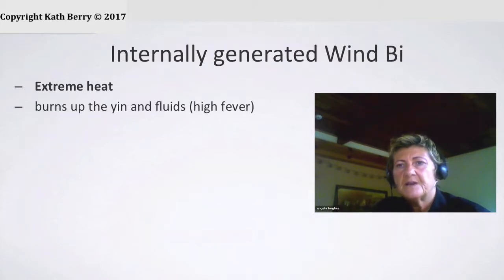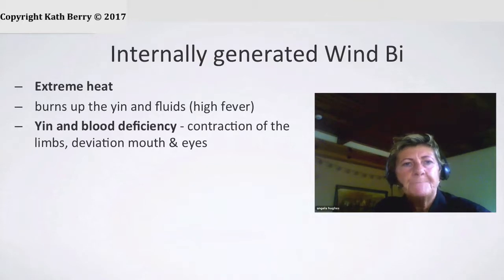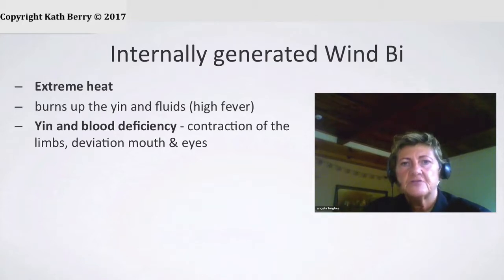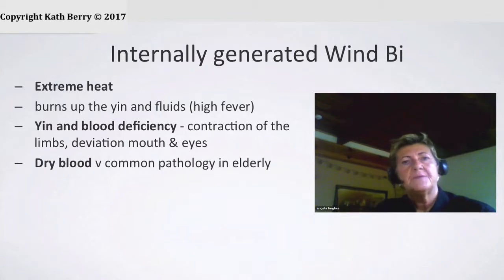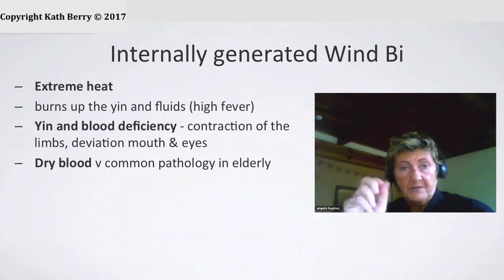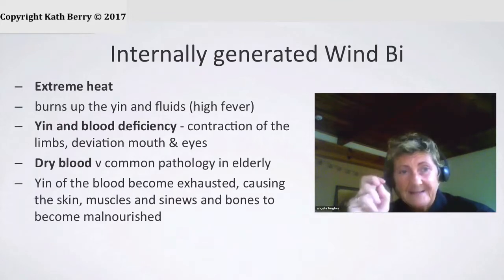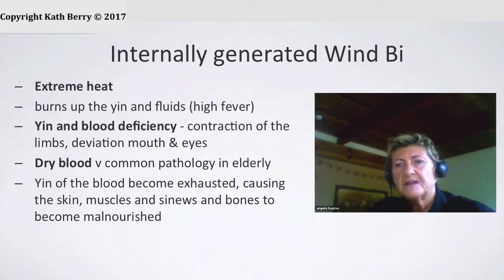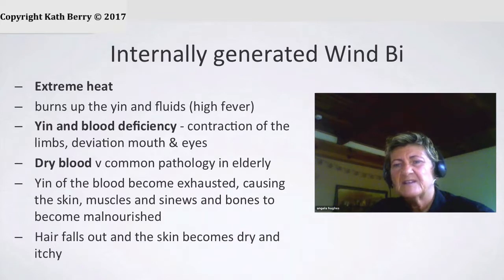And this could come from a high fever. Yin and blood deficiency obviously can cause internal wind, causing a contraction of the limbs. And also the drying of the blood that happens in the elderly. This is really common, you see it in a nursing home a lot, where the yin of the blood becomes exhausted. So the blood stagnates really easily, and the skin and the muscles and the sinews and the bones become really malnourished. The hair falls out, the skin becomes dry and itchy, and you get a leathery quality to the skin.